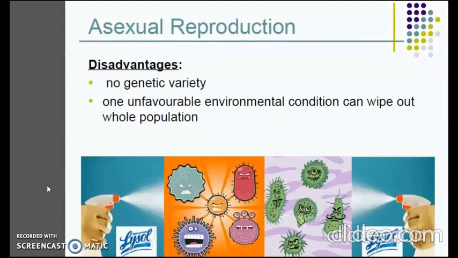Under the disadvantages of binary fission, there is no genetic variety, so if the population is faced with one unfavorable environmental condition, it can wipe out the entire population.